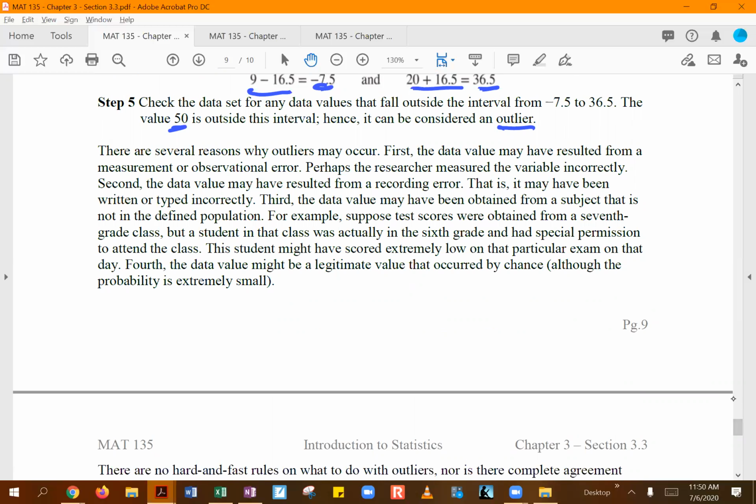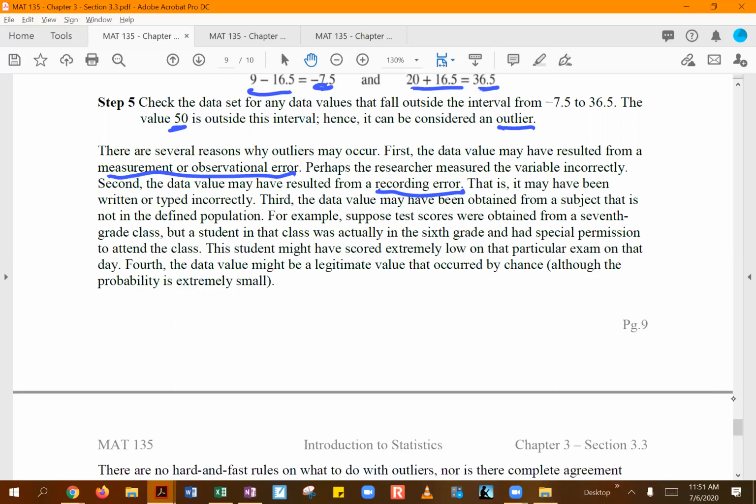The data value may have resulted from a measurement or observational error. So that can be a reason for the outlier. They're saying perhaps the researcher measured the variable incorrectly. Your second reason could be the data value may have resulted from a recording error. So, maybe just writing it or typing it incorrectly. Even though you measured or observed it accurately, just as you were writing it down, you switched your numbers or something like that. So that can be an error, which leads to an outlier.